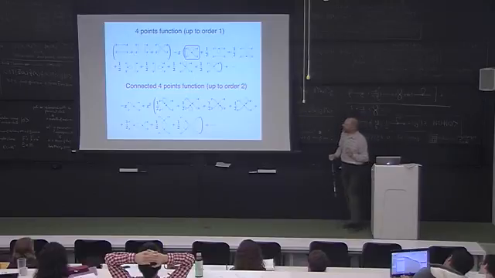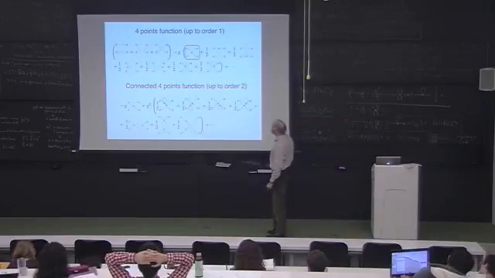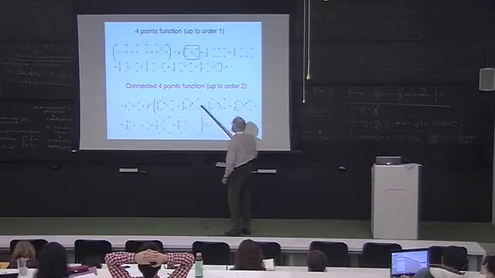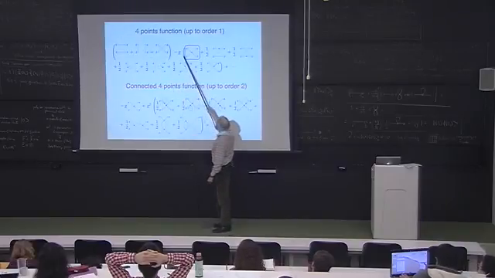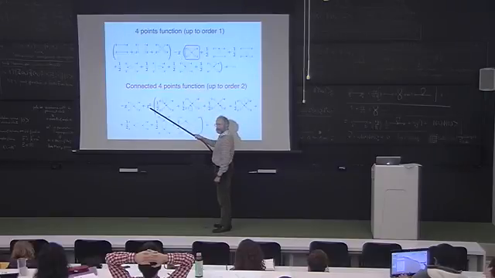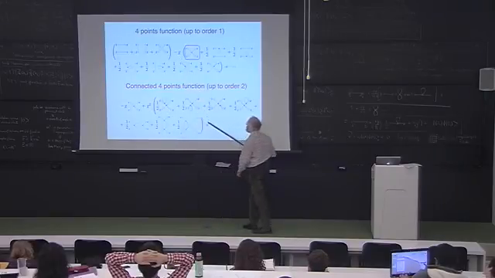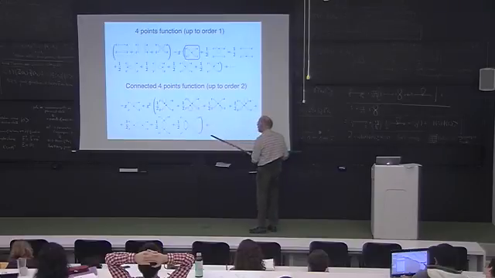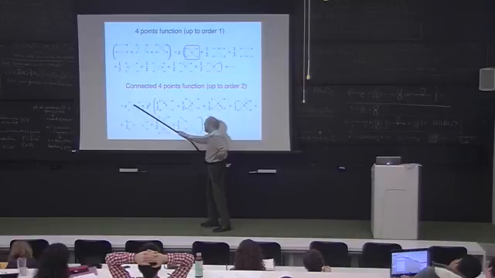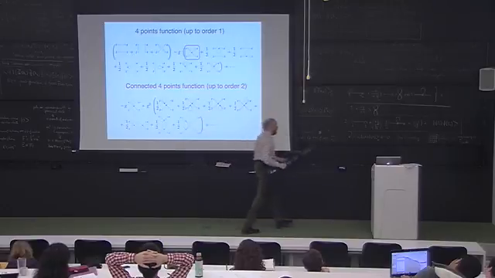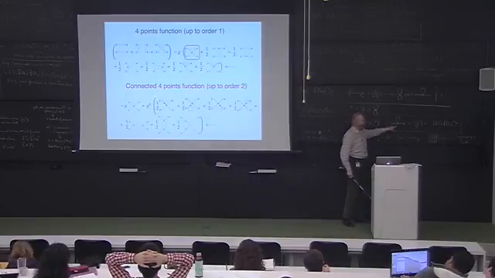When you go to order 2, here are the connected diagrams that appear in the 4-point function. So this is the diagram at order 0, free theory, the diagram at order G, first order, and the diagram at order G2. Here you have more complicated diagrams, and you see again that you obtain some diagrams by replacing a propagator by a propagator dressed with this little bubble.